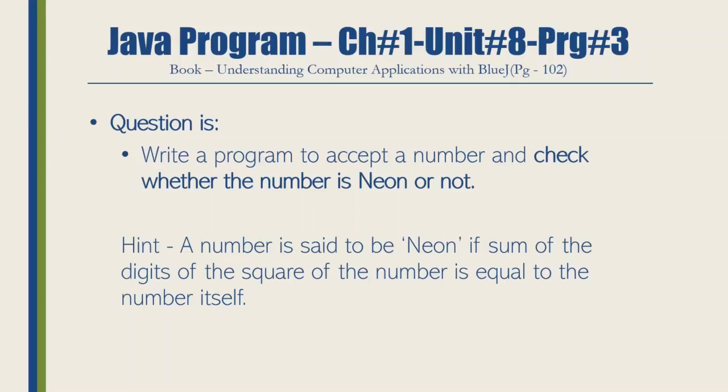Now let's take an example as 8. The square of it is 64 and the sum of its digits, 6 plus 4, is 10, which is not equal to the original number. So we can conclude that it is not a neon number. Hope this is clear now. Now we will see how we can find this programmatically.